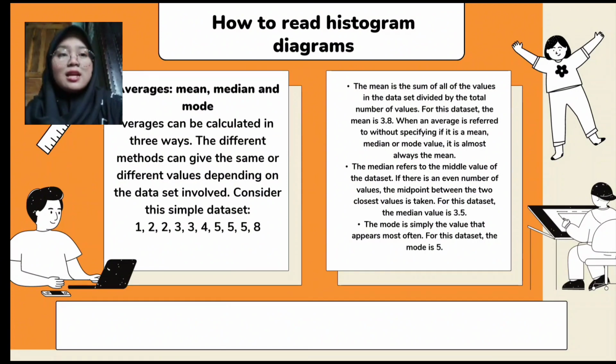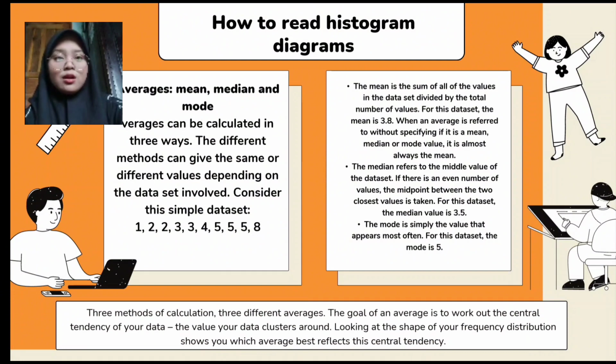When an average is referred to without specifying if it is a mean, median, or mode value, it is almost always the mean. Number 2, the median refers to the middle value of the dataset. If there is an even number of values, the midpoint between the two closest values is taken. For this dataset, the median value is 3.5. And then, the mode is simply the value that appears most often. For this dataset, the mode is 5.